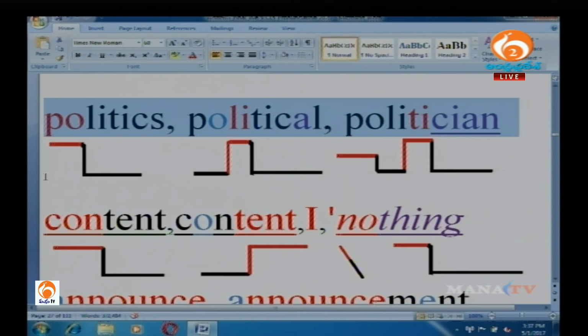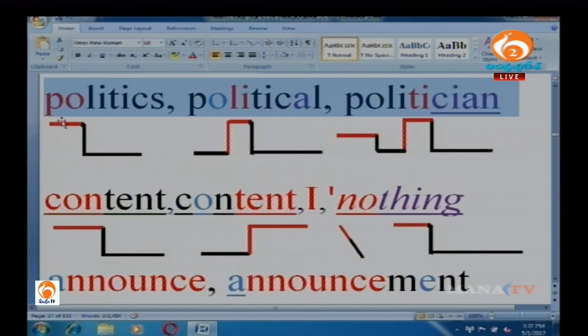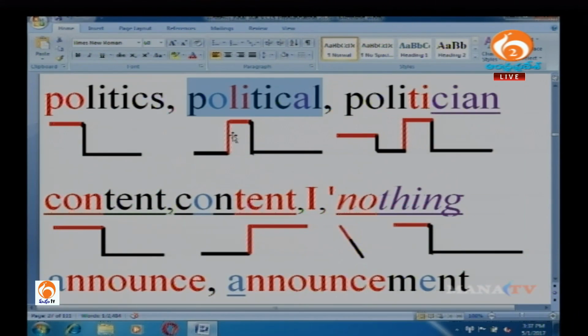How about trying this one? Which part is louder with the primary accent? Pa. Politics. Pa louder. Politics. The next one. Political. Li louder. Political. How about this one? Pa slightly loud, secondary accent. Li. Ti louder. Ti has the main accent, primary accent.